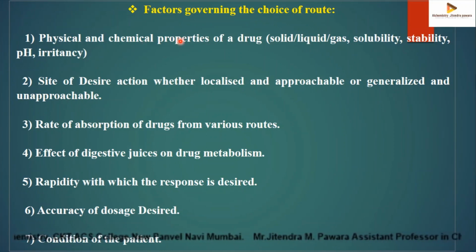So these are the 7 factors that affect the choice of a route. First one is physical and chemical properties of the drug like solid, liquid, gas, stability, solubility, pH and irritancy. Then site of desired action, whether localized and approachable or generalized and unapproachable. Third is rate of absorption of drug from various routes. Fourth is effect of digestive juices on drug metabolism. Then rapidity with which the response is desired. Then accuracy of dosage desired and the condition of the patient. So these are the 7 factors that govern the choice of a route.